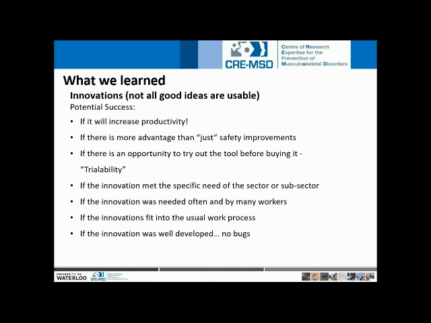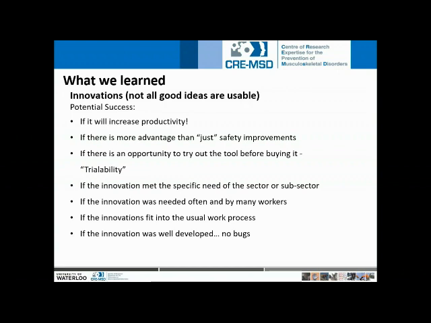The other thing that we learned is that innovations, not all good ideas are usable. And so the potential for success of an innovation is that it will increase productivity. There's something to it that's bigger than just a safety improvement. Safety is not the most important factor when people decide to change things. The other thing is that people love to try things, and so experiential knowledge, the ability to try something, enhances the ability to introduce an innovation into a workplace.